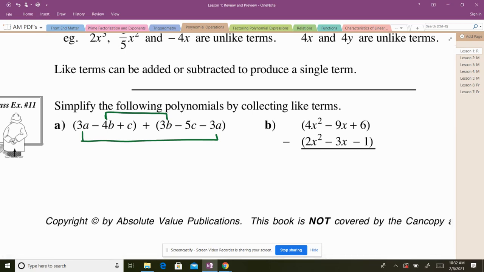It's negative 4 plus 1. Negative 1B. You don't have to write the negative. You don't have to write the 1. You could just put negative B. That's fine. And then C plus negative 5C. How many C's? Negative 4 C's. And that's what that simplifies to.